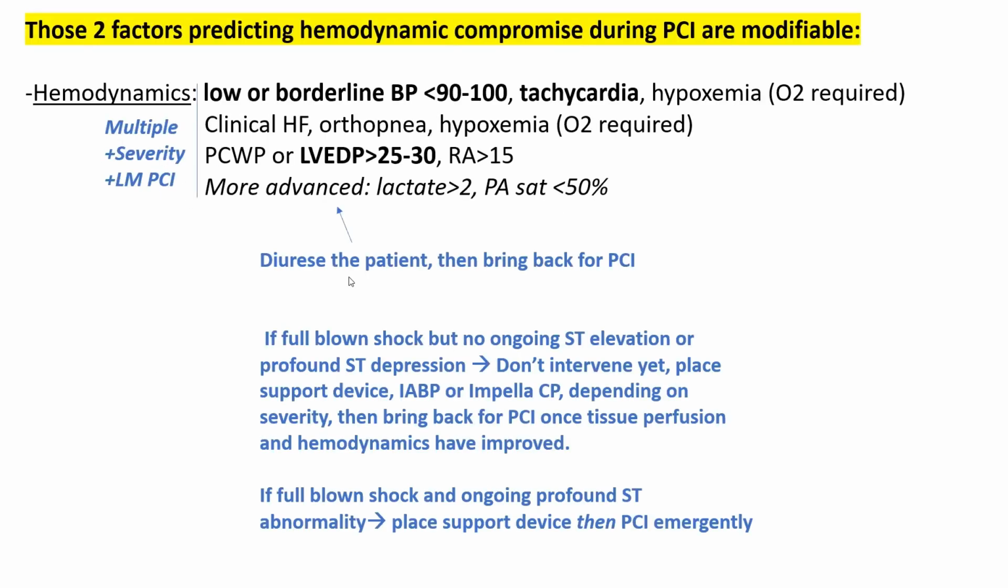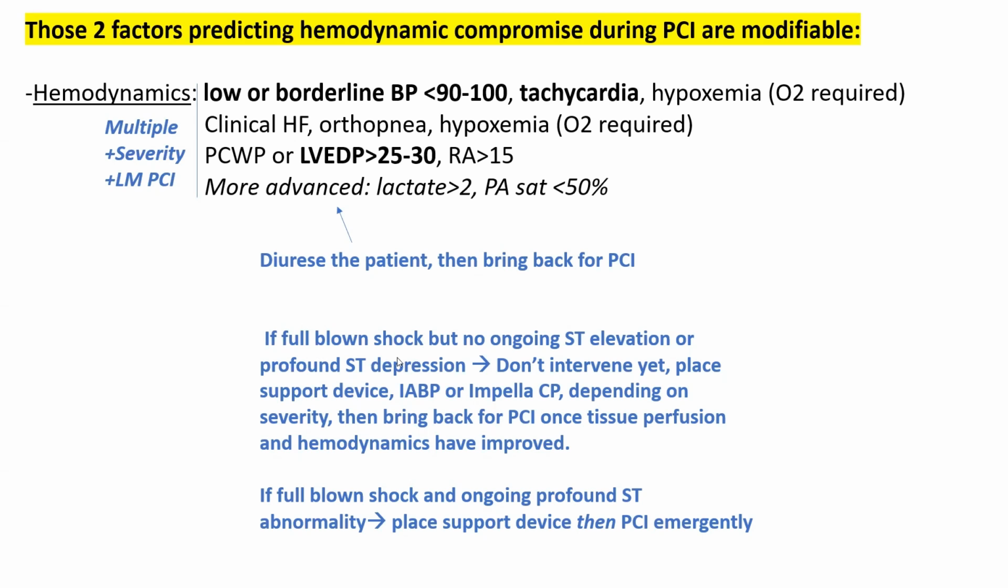So here's what I mean by saying that those hemodynamic factors are modifiable. So hemodynamics are not static. If I don't absolutely have to do the PCI now, and I have those bad hemodynamics, it's far better to stabilize the patient and bring him back for PCI. He's far more likely to tolerate it. So one, if you have failure, well, diurese the patient, then bring back for PCI.